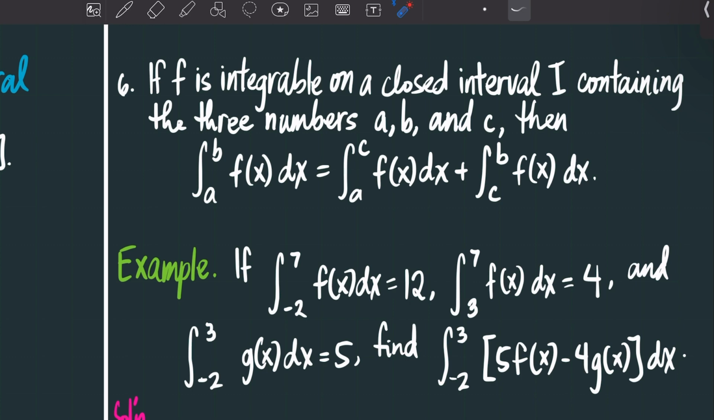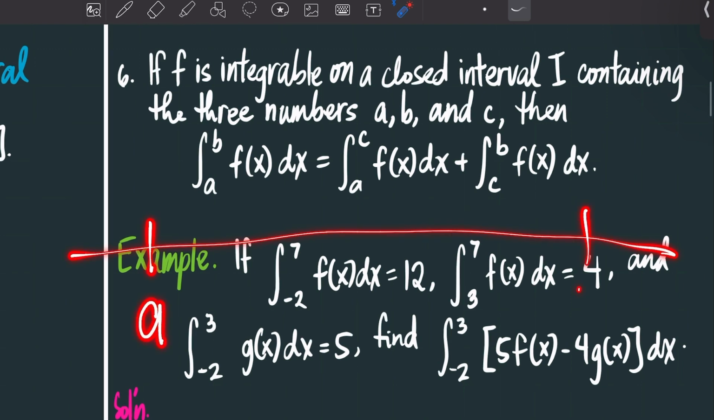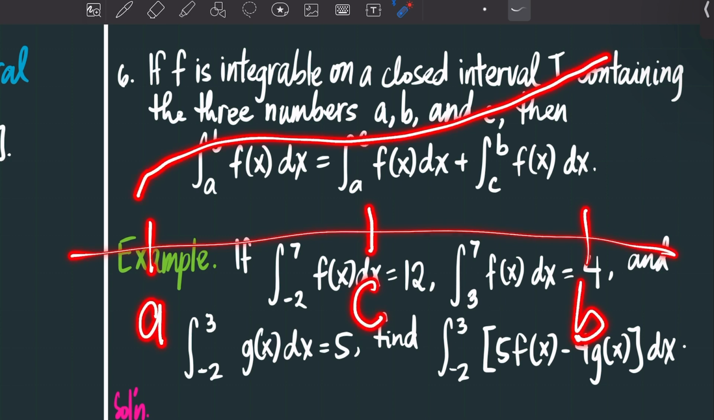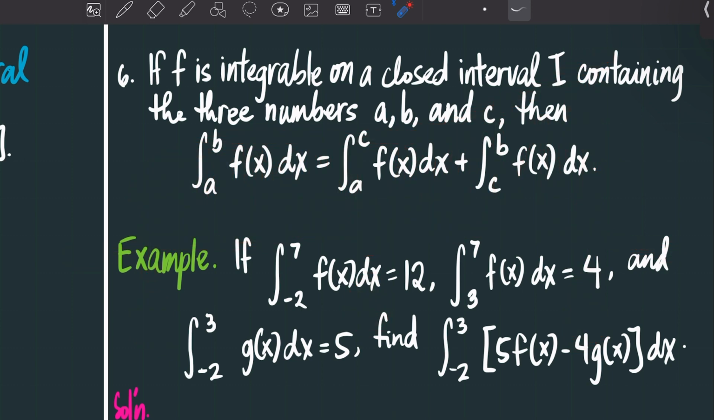from c to b. So, kung ito si A, tapos ito si B, tapos kunwari dito si C, kung kukunin mo yung area from A to B, pwede mong gawin, kunin mo muna tong area na to, A to C, tapos i-add mo na lang yung area nito, C to B. So, yun yung sinasabi ng number 6.